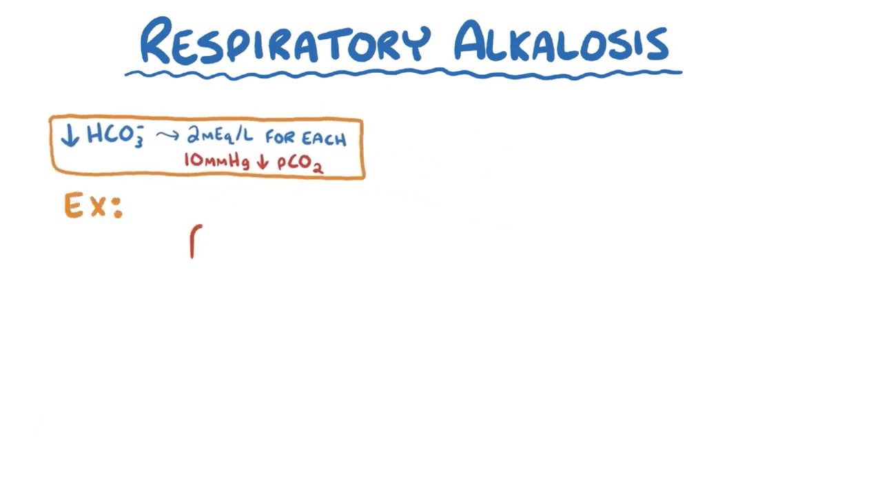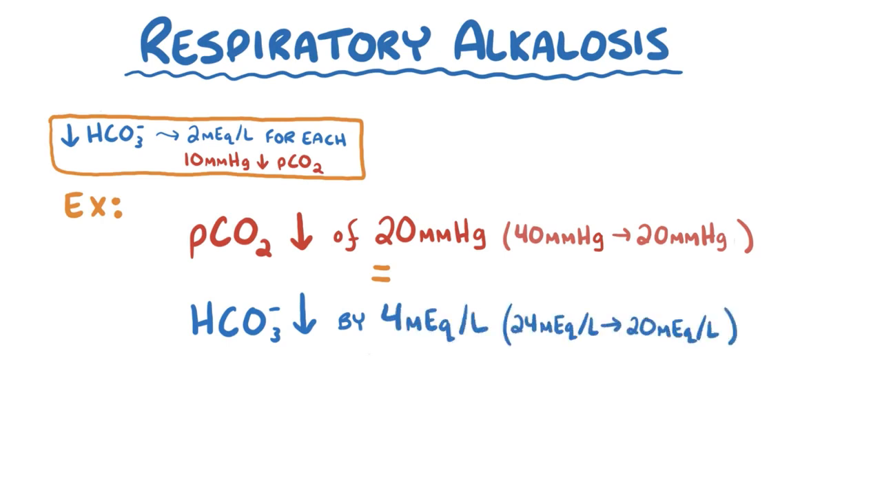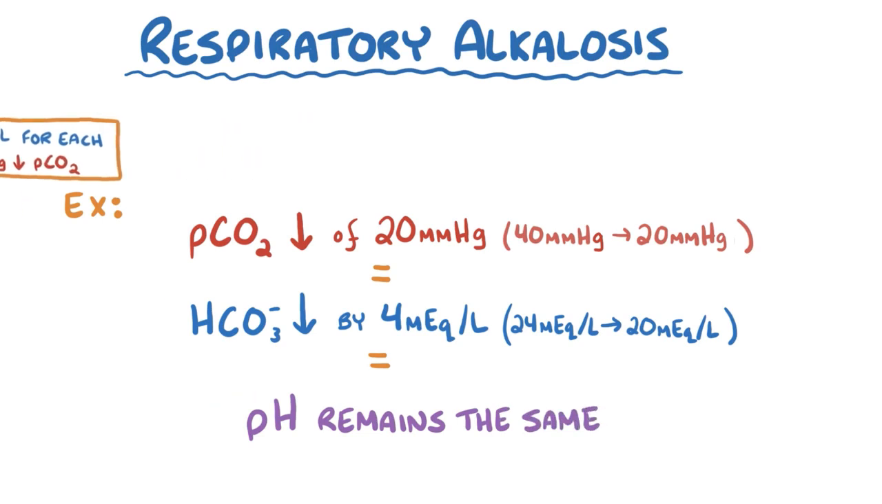As an example, if PCO2 has an acute drop of 20 millimeters of mercury, let's say it moved from 40 to 20, then this mechanism could only decrease plasma bicarbonate by 4 milliequivalents per liter, from its reference value of 24 to 20, which does not have a big impact on the pH. Therefore, the pH remains high during this acute phase of the disorder.